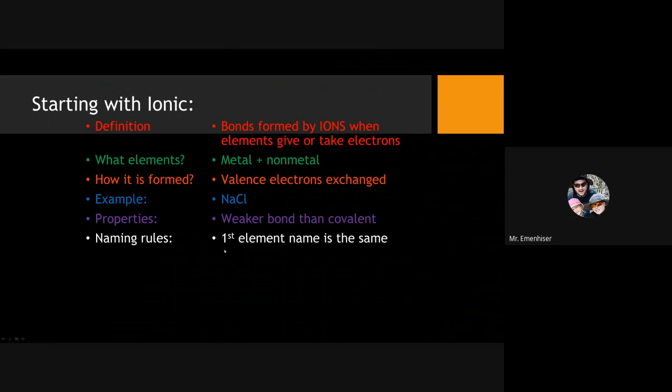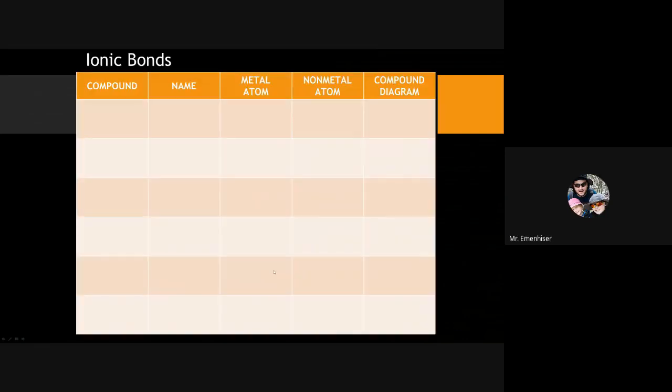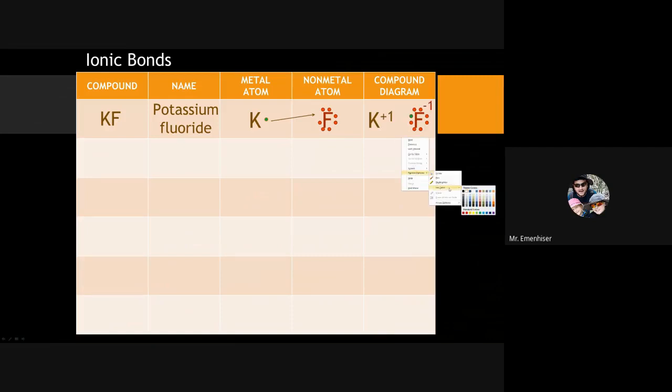We talked about the naming rules. The first element name is the same, and we change the second name to -ide. And all these ions that we're seeing, let's say like here, we're talking about potassium or fluorine. So if I talk about just this ion right here, let me circle it. If I talk about that right there, I'm going to call that the fluoride ion. So remember, we changed the name to -ide if we're talking about a negative ion, okay? All right, so let's go through here.